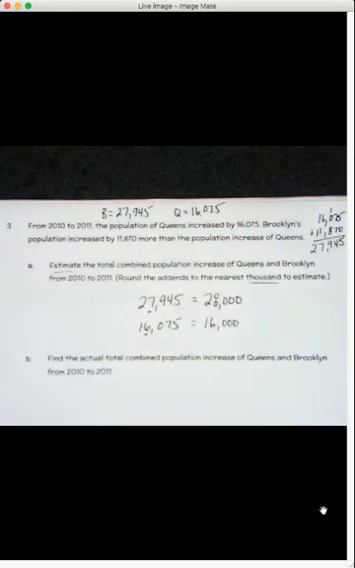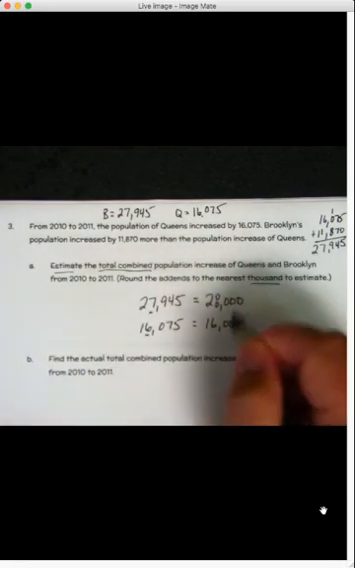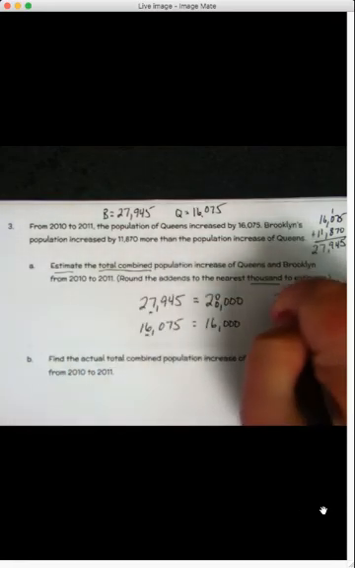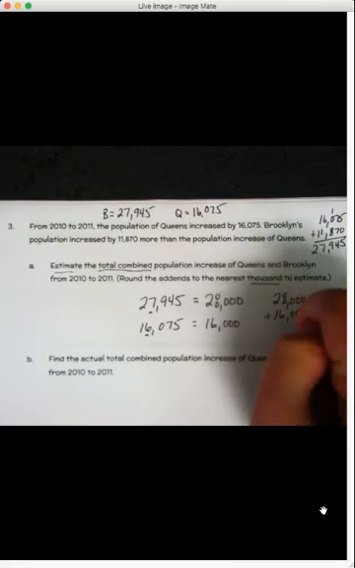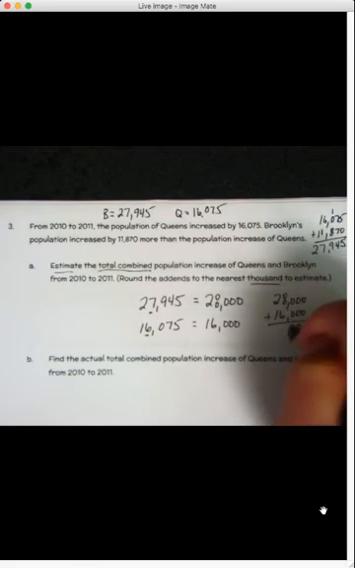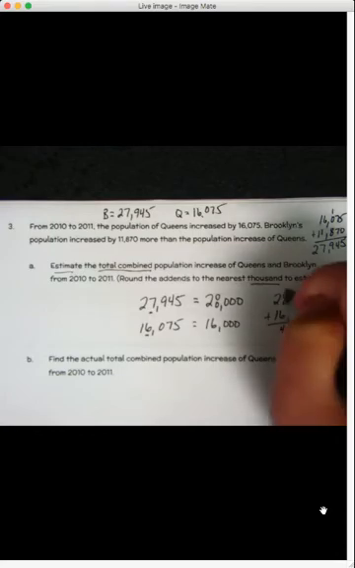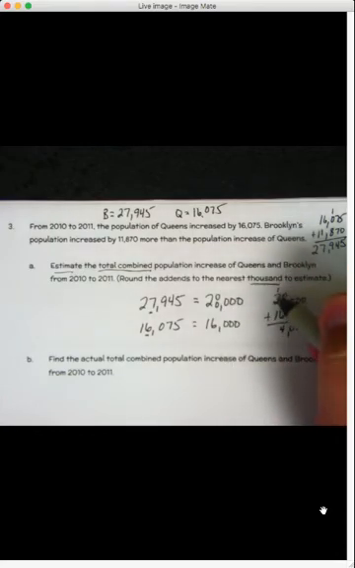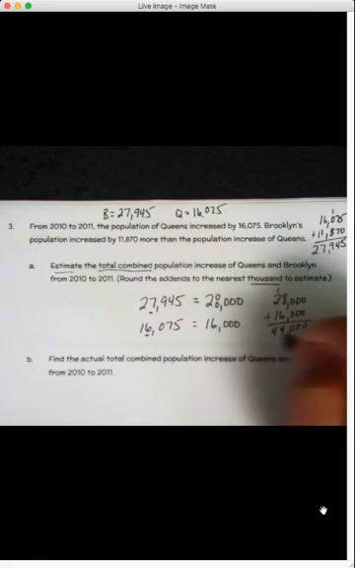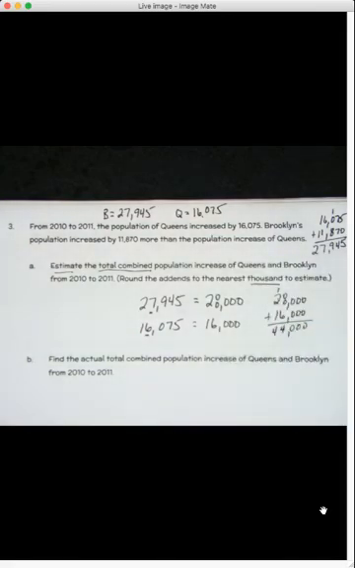So now we have our estimates, but now we've got to find the total combined. Add these two together, right? 28,000 plus 16,000. Add all these zeros. They're still zeros. 8 plus 6 is 14. Put our 4 down. Carry our 1. 1 plus 2 is 3. Plus 1 is 4. So the estimated population increase of Queens and Brooklyn together is 44,000 in that year.